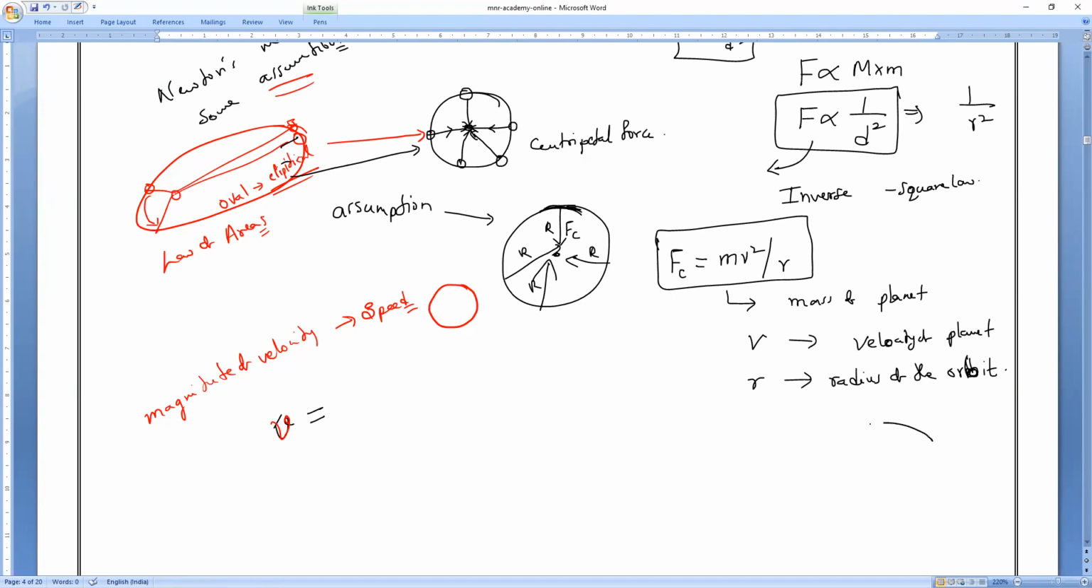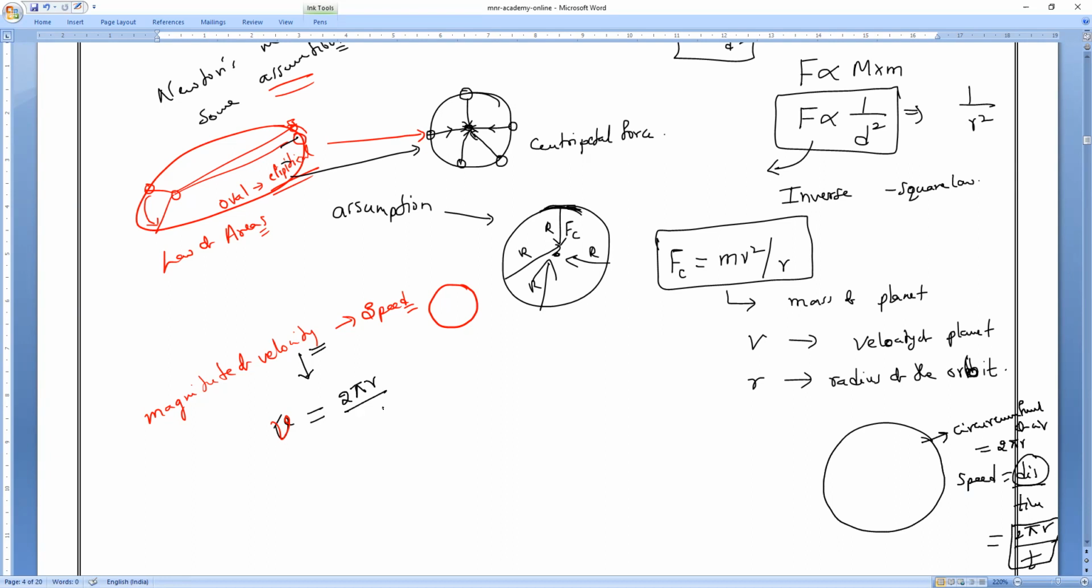So in uniform circular motion, what is the formula? Speed is equal to distance by time. What do you mean by distance in circular motion? Circumference of a circle. What is the circumference of a circle? 2 pi r. So 2 pi r by time. That is the magnitude of velocity. Speed is equal to 2 pi r divided by time, and I am taking the time period as capital T. So this is the magnitude of velocity.